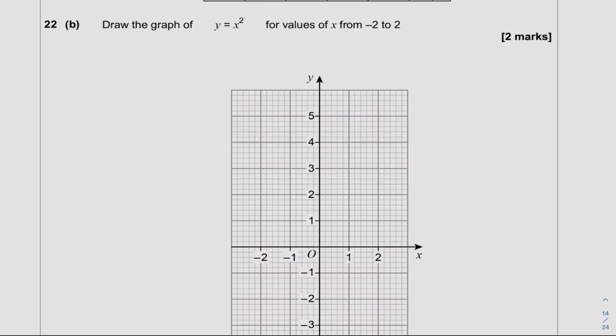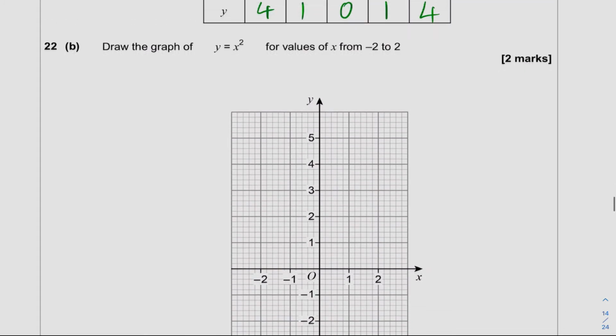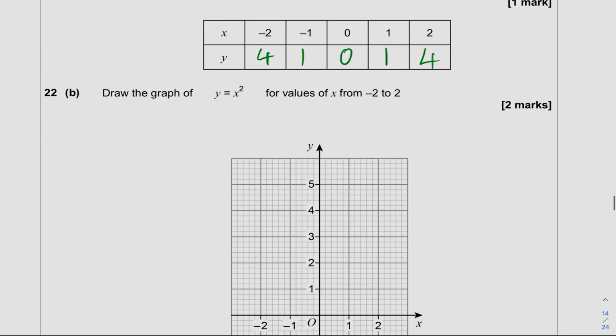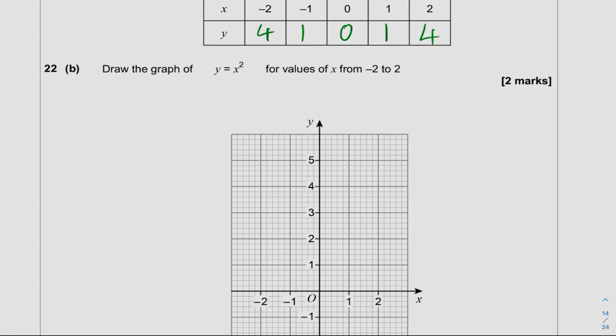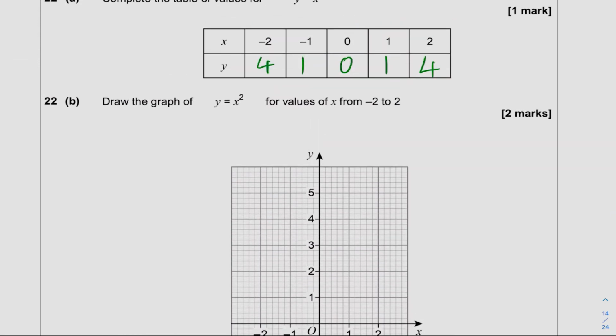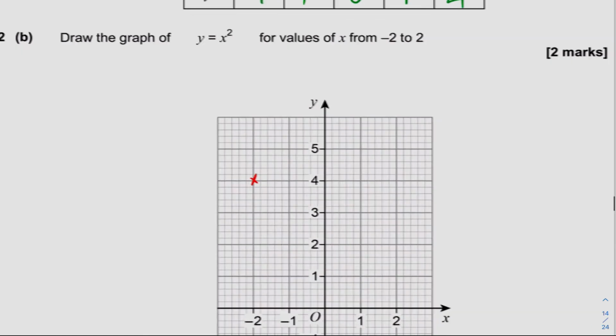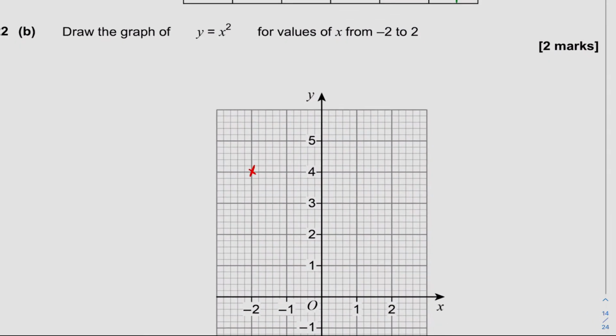Question 22b is everyone's favourite question of draw the graph, which is, I know it's not my favourite question at all, far from it. But what we need to do basically is plot the x values with the corresponding y values. Okay, so we've got negative 2, 4, so we go to negative 2 on the x, which is here, and then we go up to 4, which is here, and we're going to plot a point there. You've got to be accurate. I think you've got to be within 1 square of accuracy in the actual exam, so make sure you are really accurate with your points.